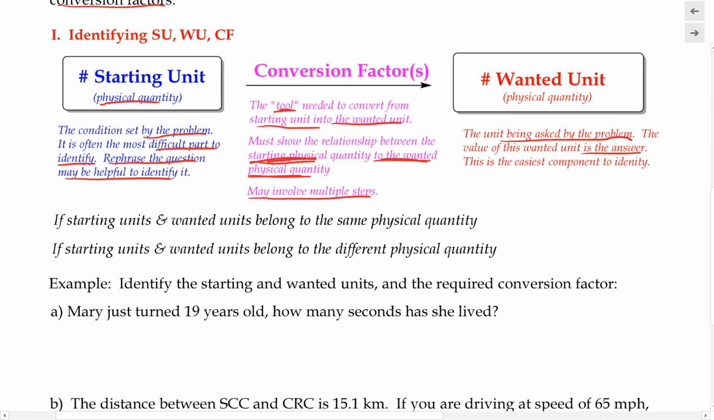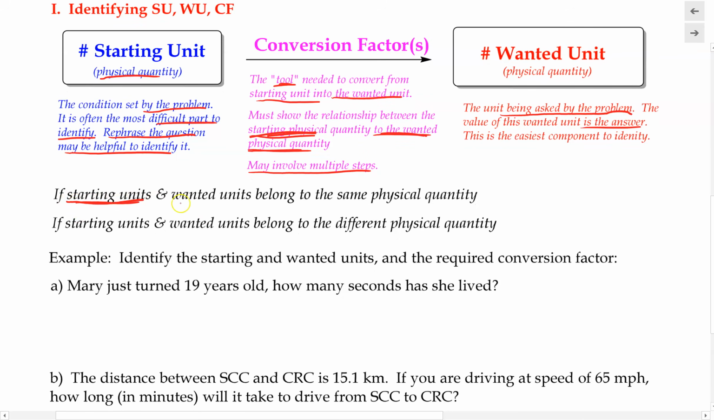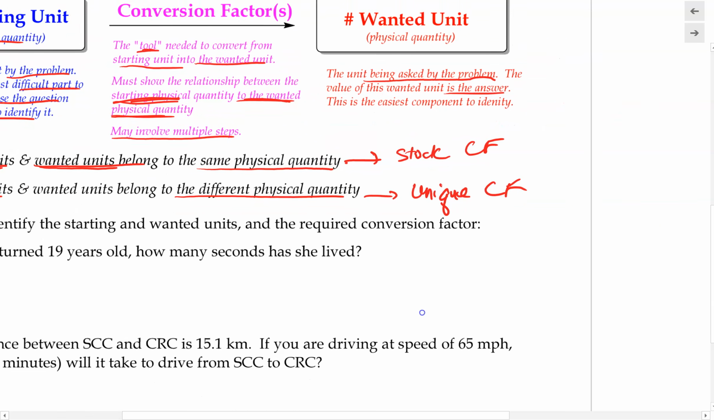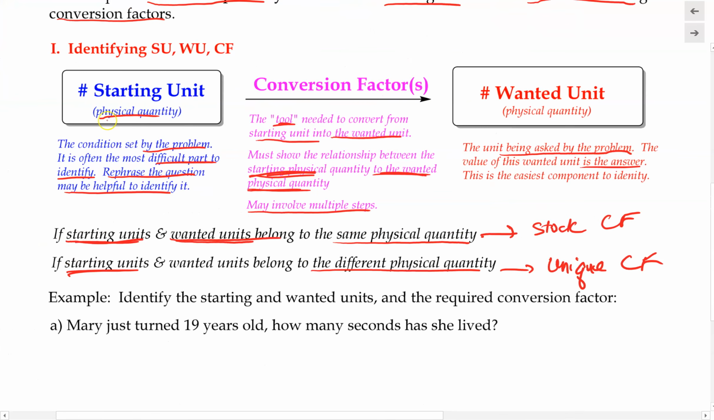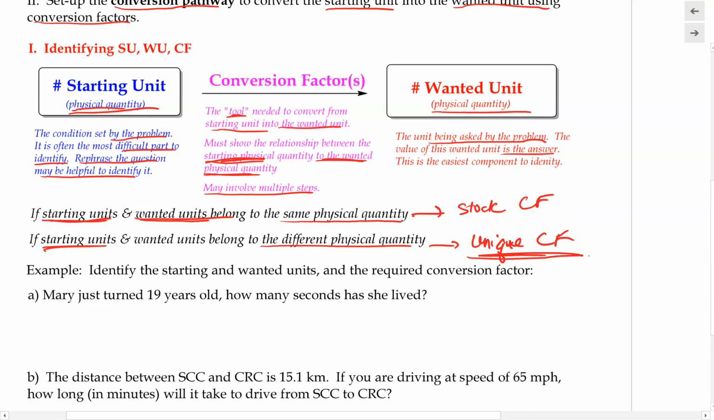Now, if the starting unit and the wanted unit belong to the same physical quantity, for example, both of them belong to length, or both belong to volume, then to do this conversion we will use what we call the stock conversion factors. These are the conversion factors that we already know among units within the same physical quantity. Versus if the starting unit and the wanted unit have different physical quantities, then you need to start looking for a unique conversion factor that needs to be provided by the problem in order to solve it. So if these two have different physical quantities, then within the problem is where you'll find that unique conversion factor that will allow us to solve this problem.